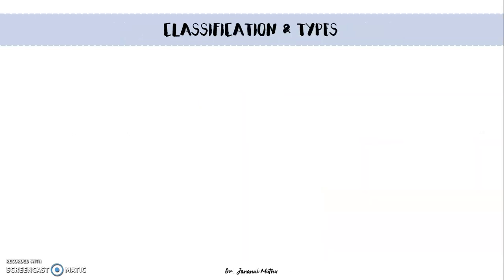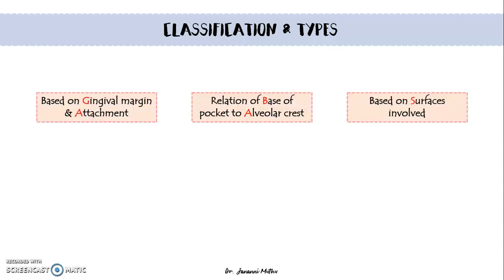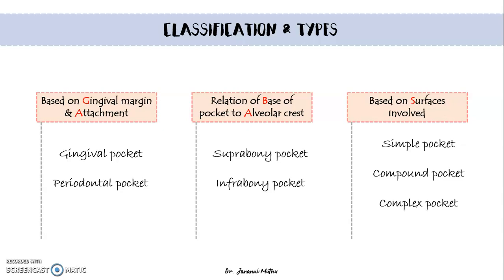Pockets can be classified into different types based on 3 criteria. Based on level of gingival margin and attachment, relation of base of pocket to alveolar crest, and based on number of surfaces involved. Based on the level of gingival margin and attachment, pockets are classified as gingival and periodontal pocket. Based on relation of base of pocket to alveolar crest, they are classified as suprabony pockets and infrabony pockets. Based on the number of surfaces involved, pockets are classified as simple, compound, and complex pockets.